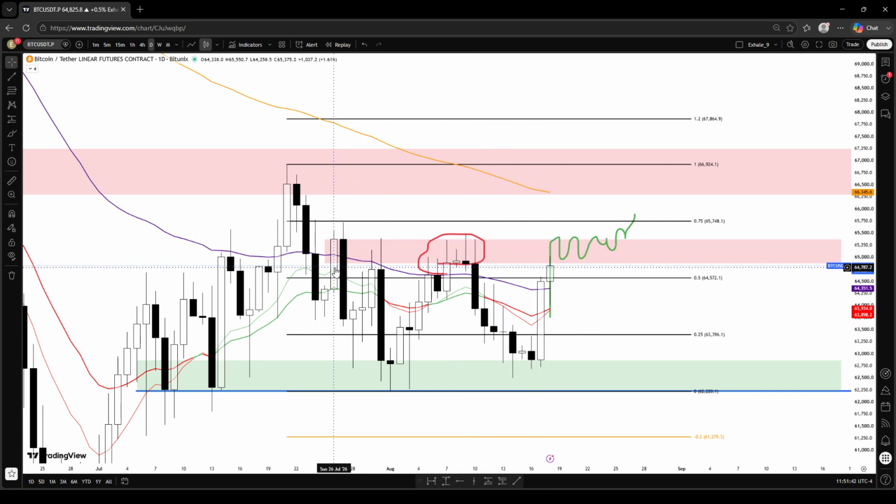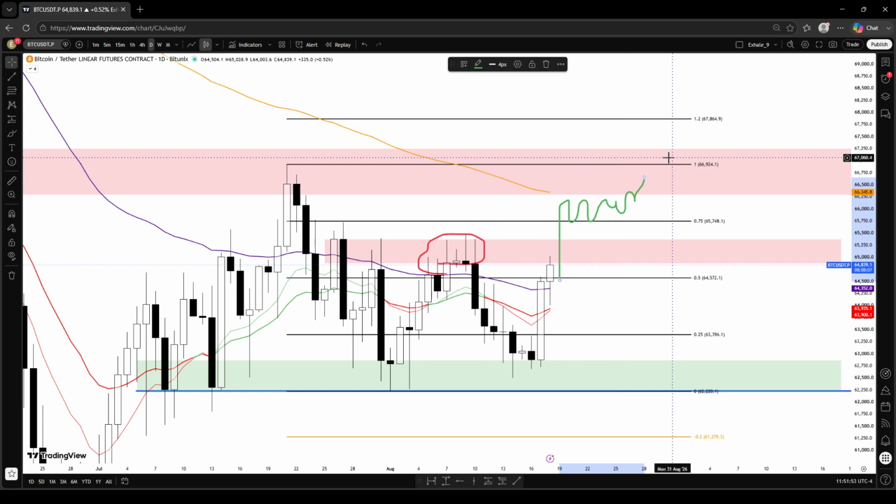Look at here. We tested it, rejected. Retested it, rejected. Retested it, rejected. This time we need to reclaim above it if we want to go to the range highs, if you want to have something like that to test the one Fibonacci tool area.